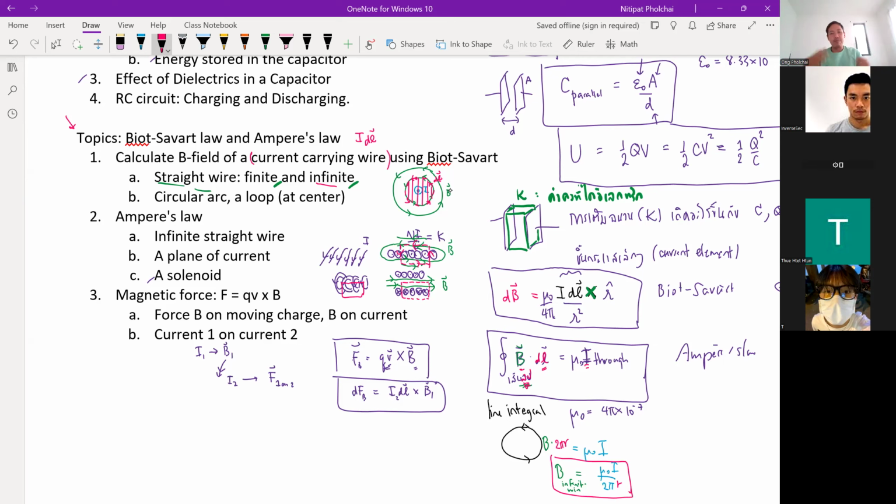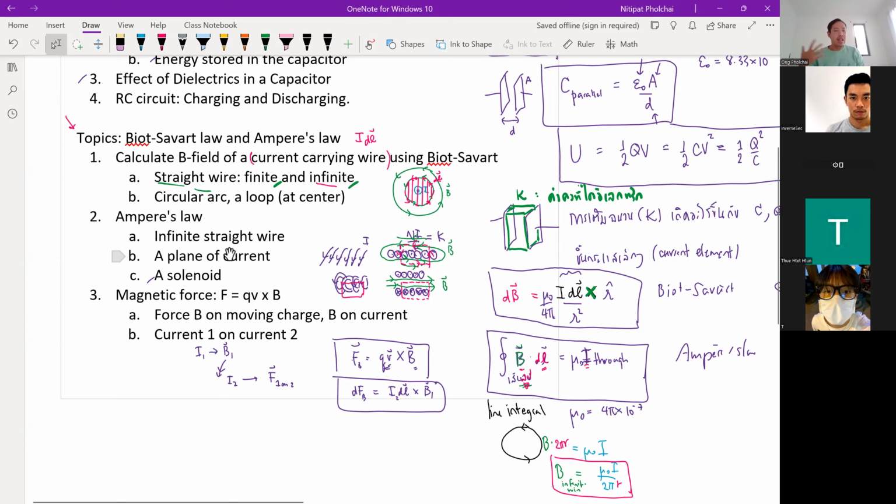So Ampere's law can be used a bit like Gauss's law for highly symmetric situations. That's the formula for an infinite straight wire: mu naught I over 2 pi r. So the further away from the wire, you get less magnetic field. Does it make sense?